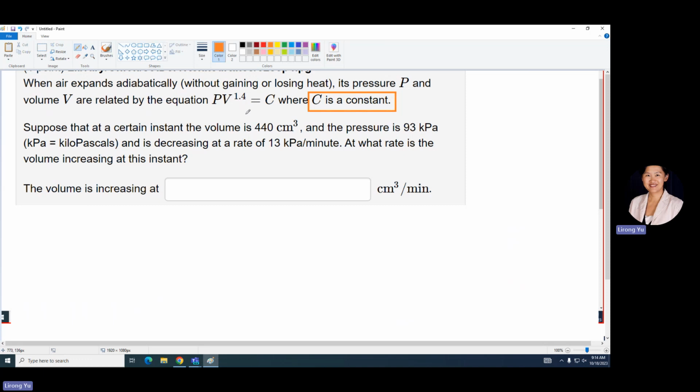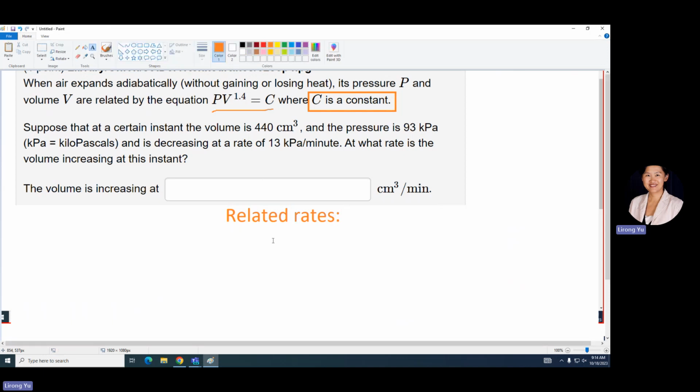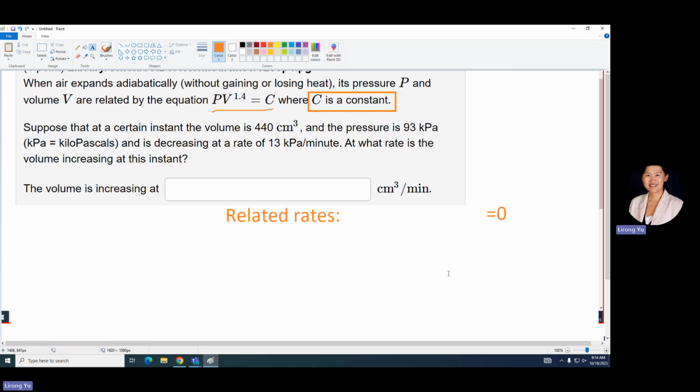Again, the relation between the quantities is already given, so we're going to work out the related rates. If you differentiate the right side, because the constant has 0 derivative, the right side gives you 0.